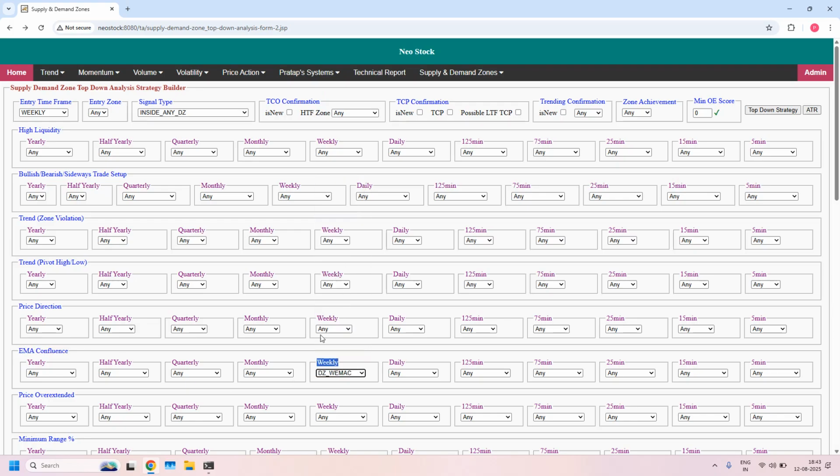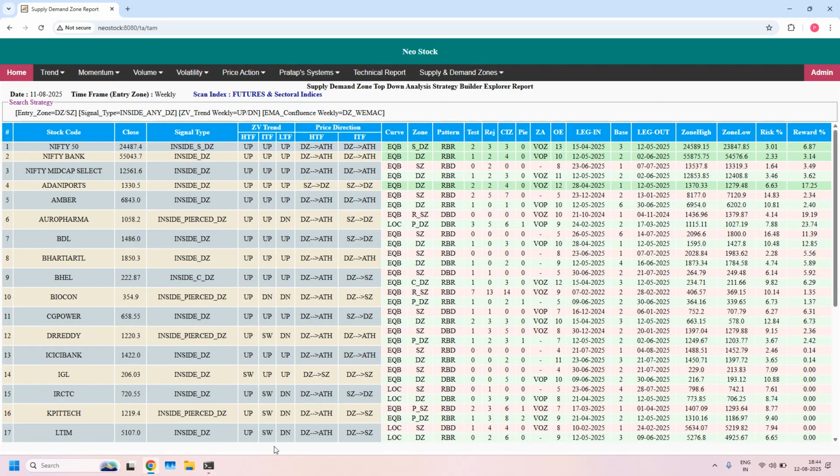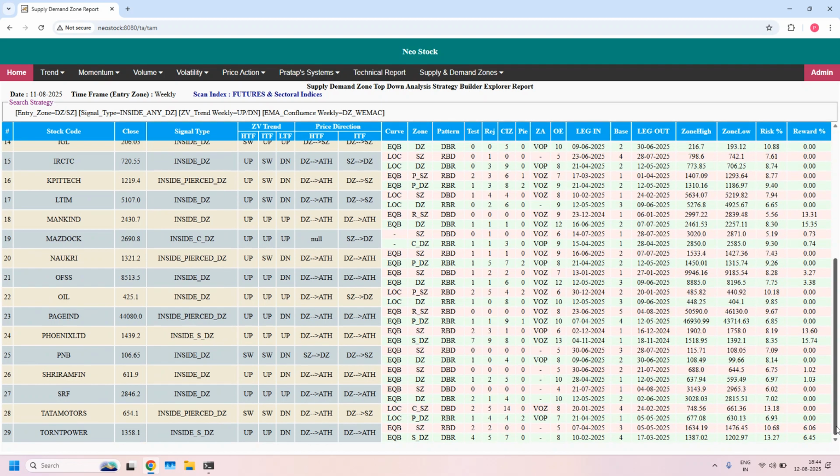Weekly demand zone with weekly EMA confluence, and also trend on the weekly should not be sideways. It can be up or down. With these filters, list is reduced, but still good number of stocks are there. First 17 stocks in the list. We have NIFTY, NIFTY Bank, NIFTY Mid Cap Select, all are here. Okay, I'm scrolling the list down. Total 29 stocks are filtered out of 62.